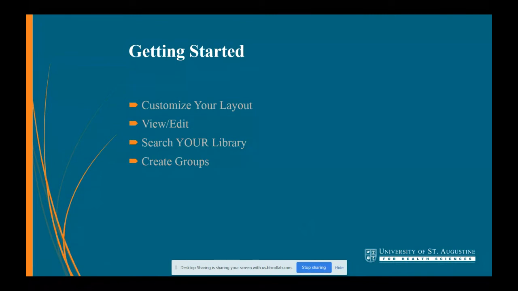So getting started, after the product has been downloaded and after you've entered your product key, some of the things I'm going to go over are customizing your EndNote layout, viewing and editing items, searching your own library, as well as creating groups for things like group projects. There's also a really great tool called Smart Groups, which I'll talk about in just a few minutes or briefly glance over.